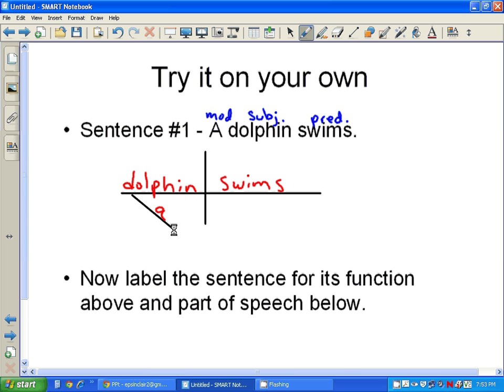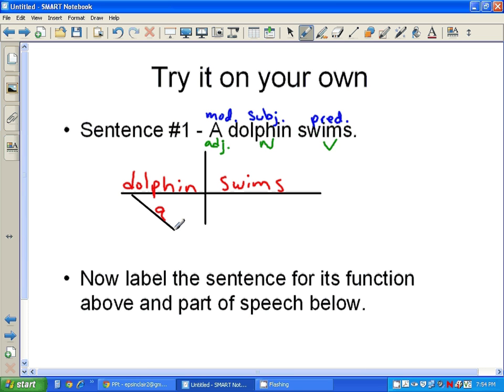Okay. Similarly, we got our part of speech below. We know that a dolphin is a thing, so it's a noun. We know that swims is an action, and it's a verb. And technically, a is an article, but all articles, we consider those adjectives. Anything that attaches to the noun there is going to be an adjective. Okay. So that's how we're going to look.